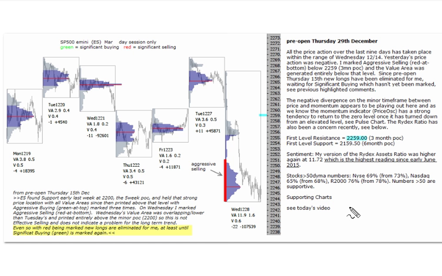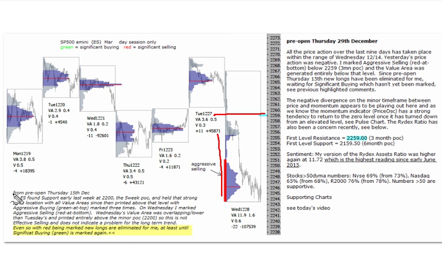I mentioned here that yesterday's price action, that's Wednesday's price action, was pretty negative. We have this level here at 22.59, which is the 3-month point of control, the controlling price of the last 3 months. Yesterday's value area here was generated entirely below that level, and in fact this red here I marked aggressive selling yesterday, and we last marked aggressive selling on Wednesday the 14th.